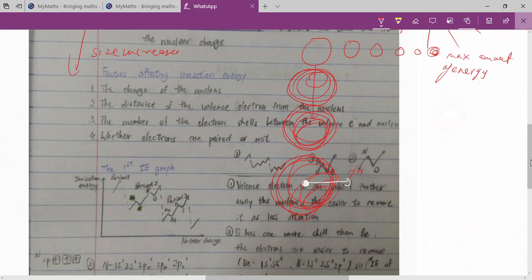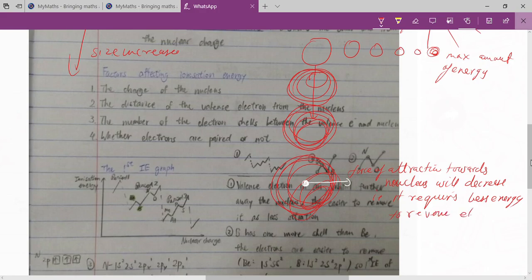Force of attraction towards the nucleus will decrease, okay? That is, it requires less energy to remove the electron. So if it requires less energy, that means ionization potential or ionization energy will be less. Clear? Yes, this one's pretty clear.